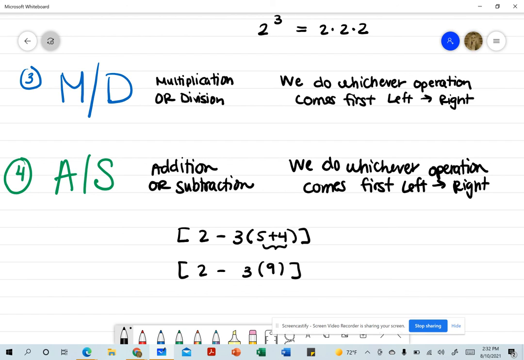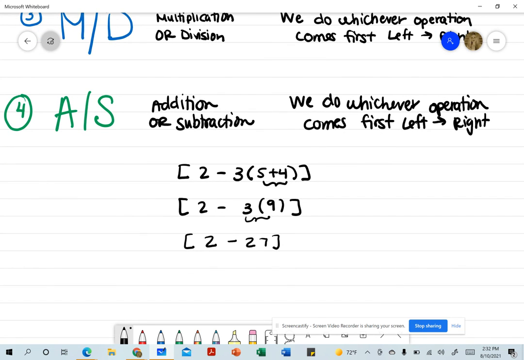Remember, parentheses mean multiplication, so you can't just drop it, especially if there's a number right in front of it. Okay, so now I look for an exponent in this expression. There's none. So what do I go to next? I look for multiplication or division. 2 minus, but 3 times 9. Oh, that's multiplication, so that's what I do. So this becomes 2 minus 27. Now I look for division, there's none, so then I look for addition or subtraction, whichever comes first. In this case, it's subtraction.